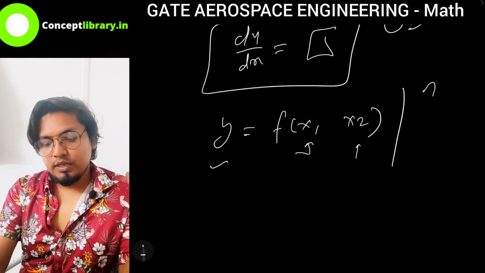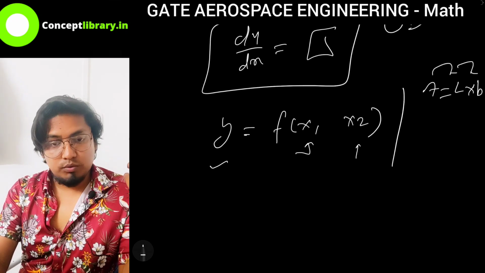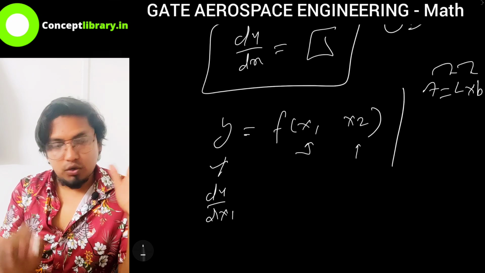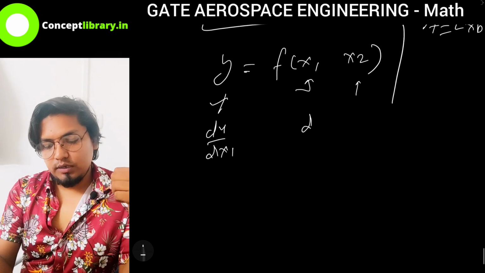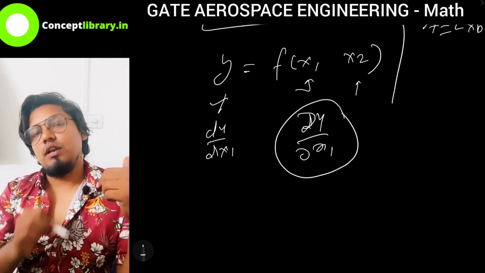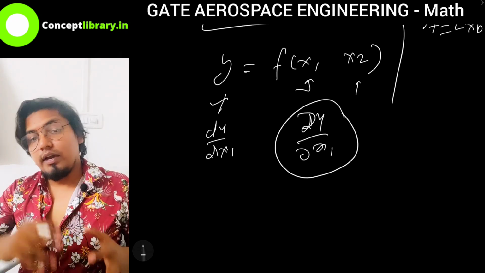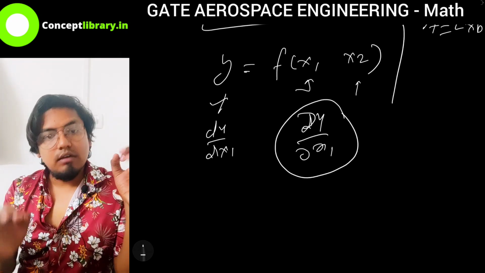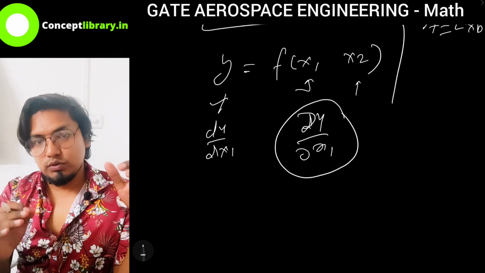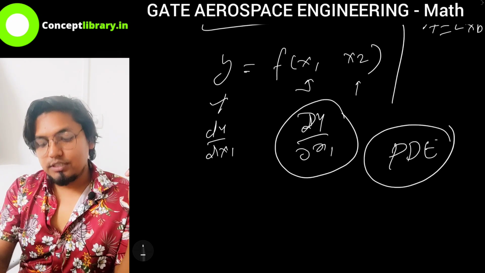For example, area is equal to length into width. So area depends on both. Here you should not say dy by dx1. No, here you should say dou y by dou x1. A partial derivative will come, because y depends partially on x1 and also on x2. Y does not depend completely on x1. That's why a new concept came, that is PDE, partial differential equations.